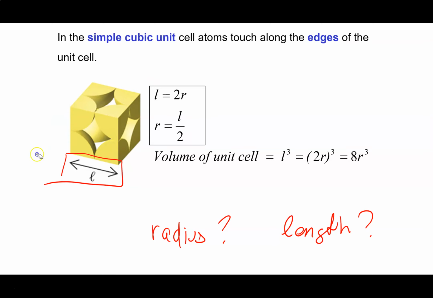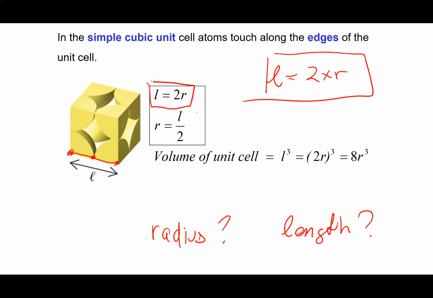So for the simple cubic unit cell, we can see that the atoms touch along the edge of the unit cell. So going from here to here is 1 times the radius. And then going from the center position to the outer edge here, that's 2 times the radius. So the edge length of the unit cell is equal to 2 times the radius. So if you know the radius of your atom, you know the edge length of your unit cell, or vice versa. Okay, so that was pretty easy.